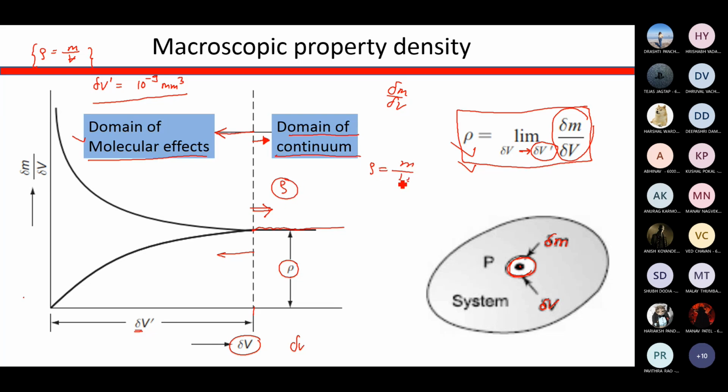The same is not valid when I'm talking about this zone, the domain of molecular effects. Here we assume that the mass is continuously or uniformly distributed throughout the passage. This is not true in this case. So there is some kind of discontinuity when we talk about the molecular effects. What is that discontinuity, or that uniform distribution of the mass throughout the passage? That is in the next slide. Now, can I go to the next slide?